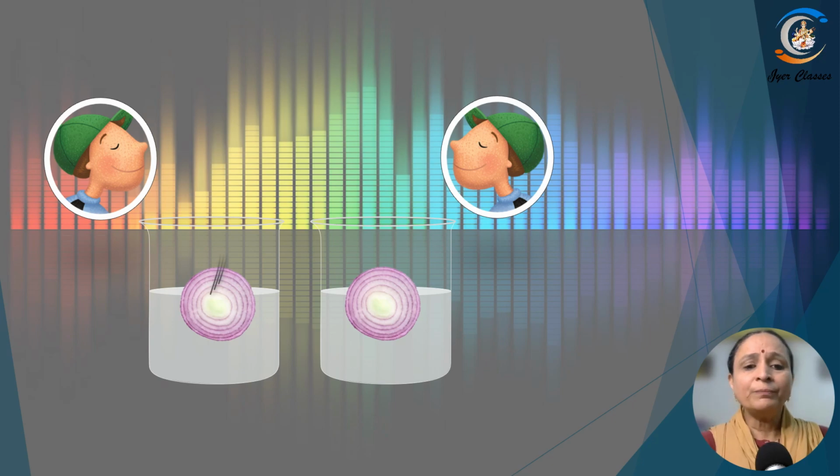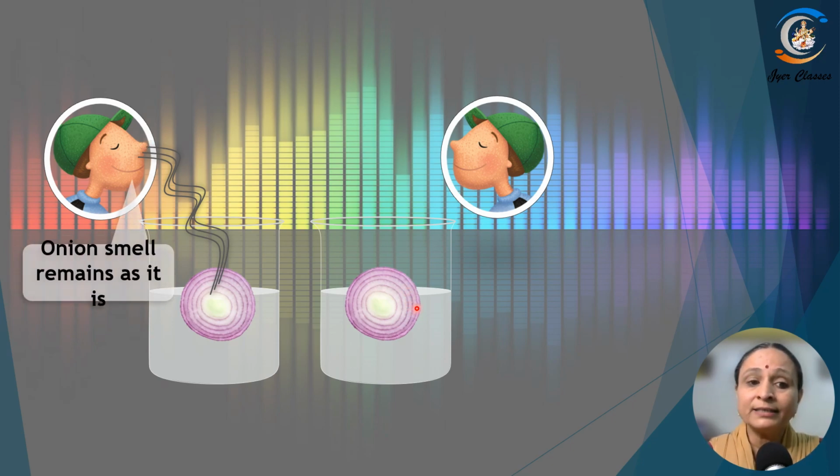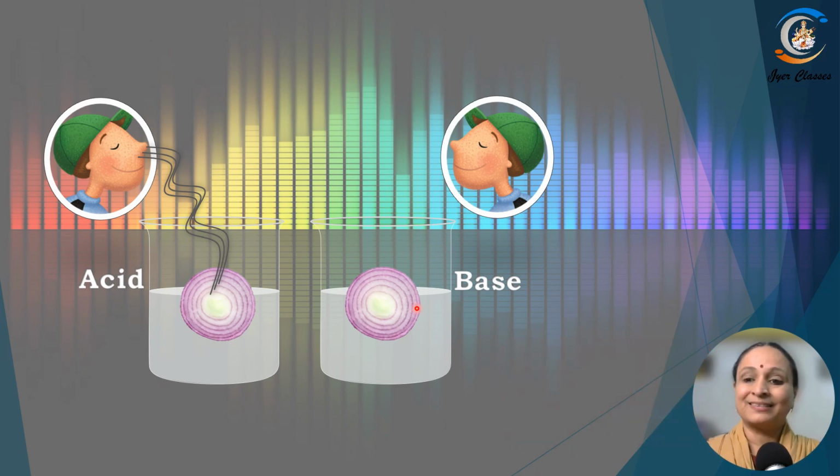In one of the beakers, the smell remains, and in the other beaker, that is this beaker, if you put the onion slice and again smell it, the smell is gone. Right? Onion smell remains as it is in the first one, and the smell is gone in the other solution. जिसमें स्मेल रह जाता है भाई वो तो एसिड है, जिसमें स्मेल चला जाता है, that is a base, right?